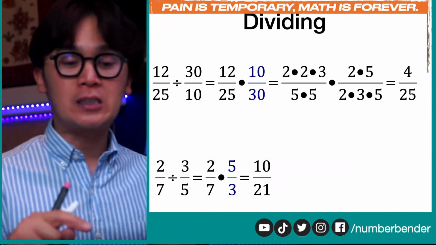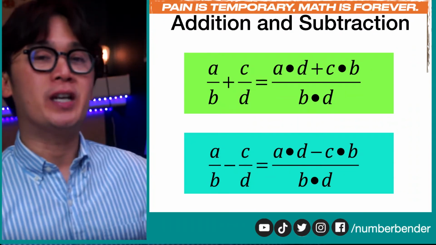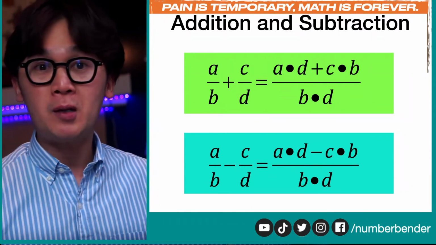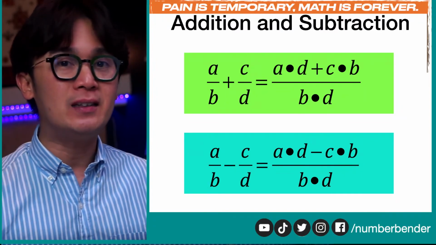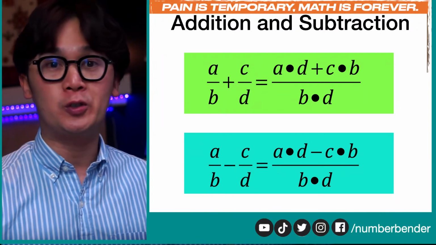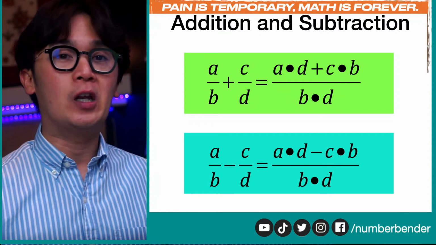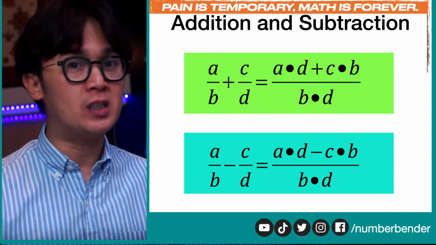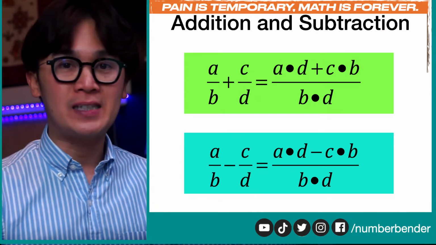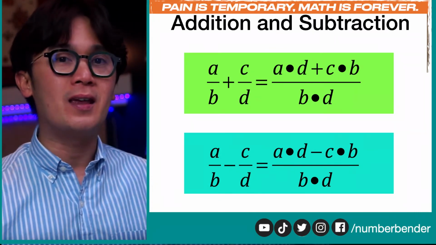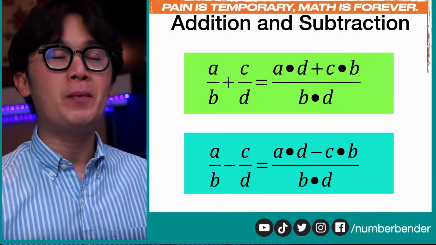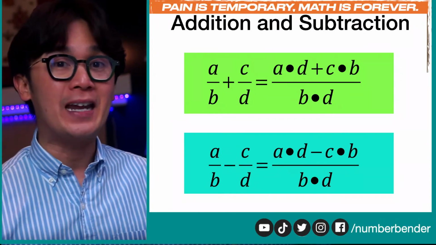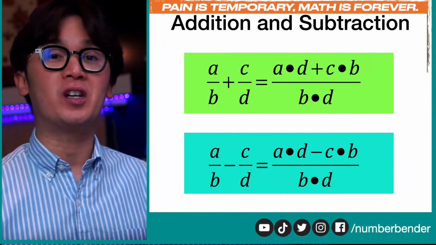Now let's proceed to addition and subtraction. The rules for addition and subtraction are pretty much the same, but it can be a little bit complicated for most students because we follow different rules when the denominators are not the same versus fractions with the same denominator. So we'll start with fractions with different denominators, and this will be the formula that we're going to be using to add and subtract two fractions with different denominators.